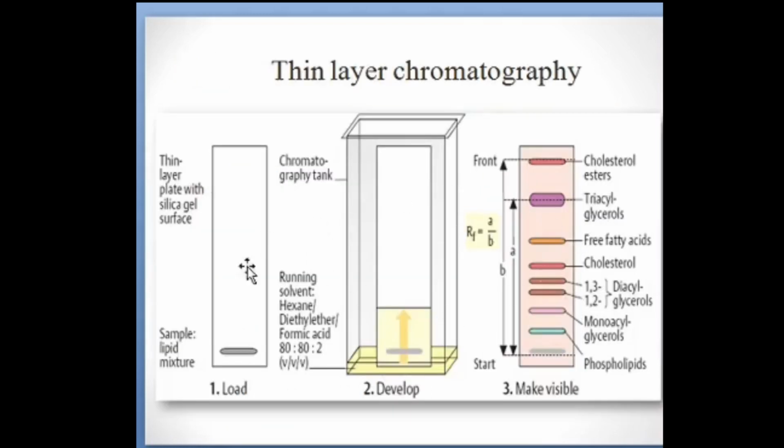This is just another picture of a thin layer chromatography. Okay. So here is the thin layer plate with silica gel surface. Here we have loaded the sample. Okay. This is a beaker and we put this solvent in the beaker. Then we take this thin layer plate and we put it inside. So we allow it to develop, and at the end we will stain it and we will be able to observe these different samples that were present in the mixture.